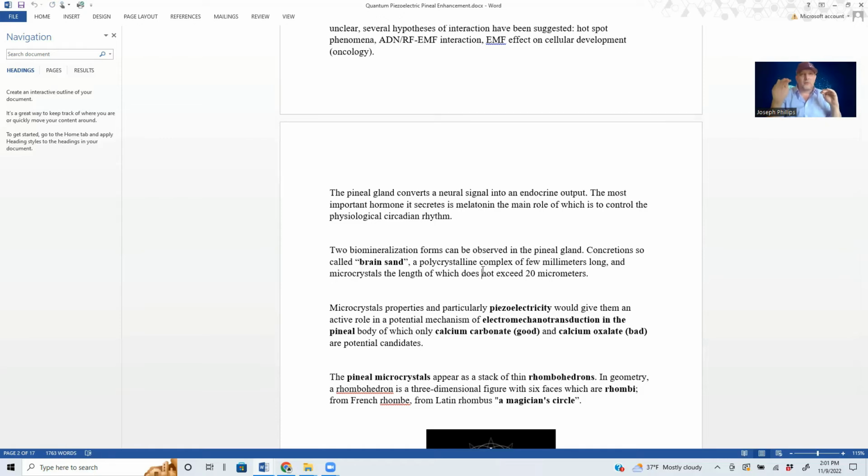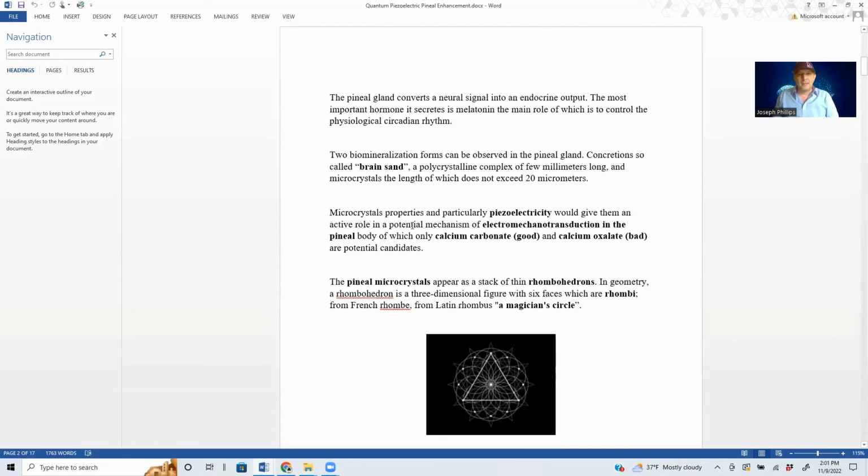But there's also a good side, as with anything. You can use technology for good or you can use it for bad. Period. So don't go say, oh, this is bad, this is bad. This can be good. Obviously, the people who are using this technology right now likely have nefarious things in mind for us. But what they found was that this pineal microcrystal appears to stack thin, what they call rhombohedrons, which is a certain shape in geometry.